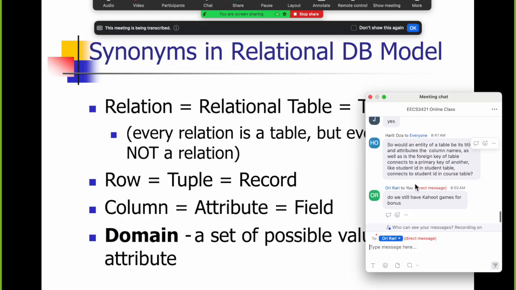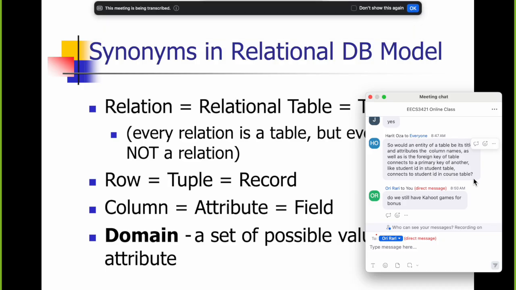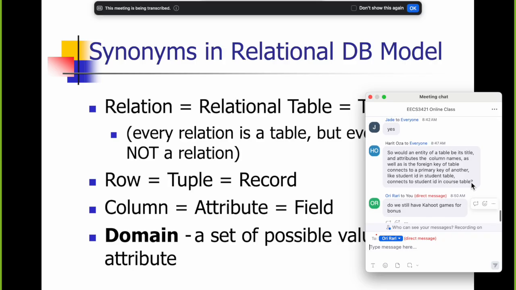So would an entity of a table be its title and attribute the column names as well as its foreign key of table connecting to primary keys of another, like a student ID student table connect to student ID course table? Would an entity be its title and attributes?